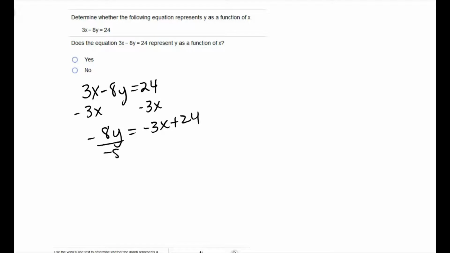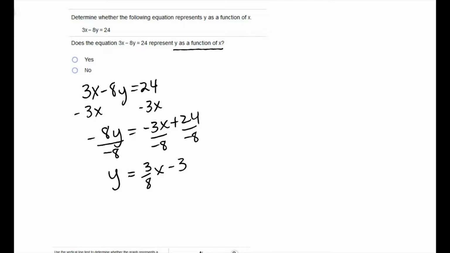We're going to divide both sides by negative 8. And that gives me y equals a positive 3/8 x minus 3. So first I've rewritten the equation in y equals form. That's writing it as y as a function of x. And then we want to decide whether this equation represents a function.